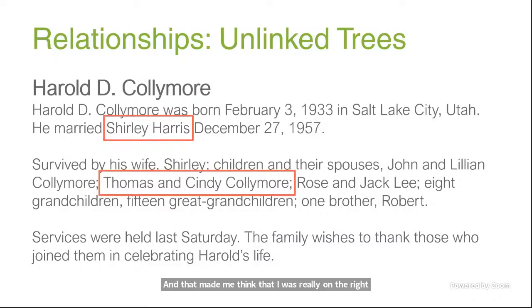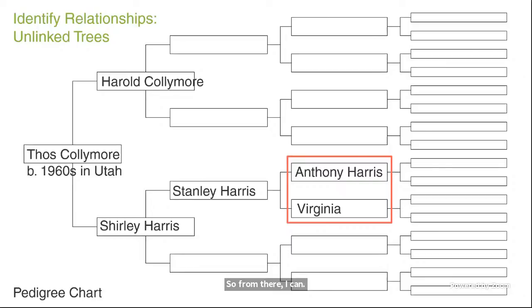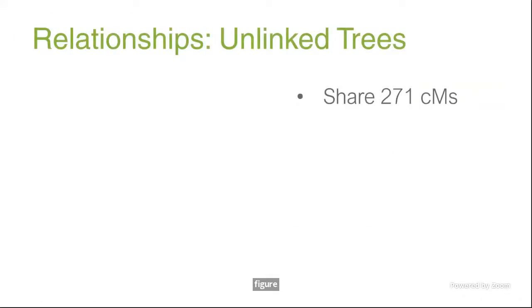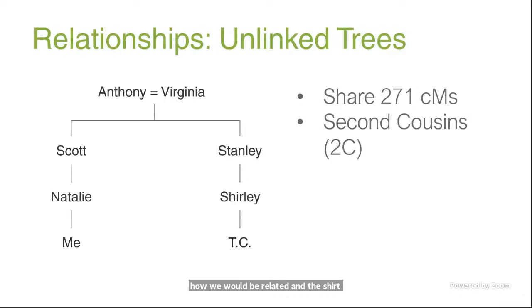So I built out Thomas's tree a little bit based on that information. And it turns out that, lo and behold, if I build out the Harris line, not the Collymore line, there's the common ancestor: I'm related to Anthony and Virginia. So from there, I can actually figure out what the relationship is. We share 271 centimorgans. This is how we would be related, and the shared centimorgan chart supports the relationship as second cousins.